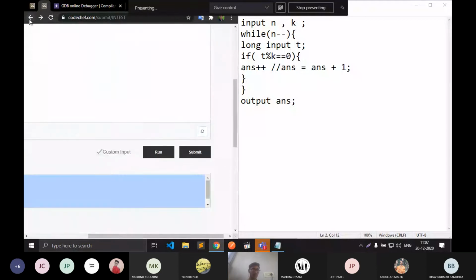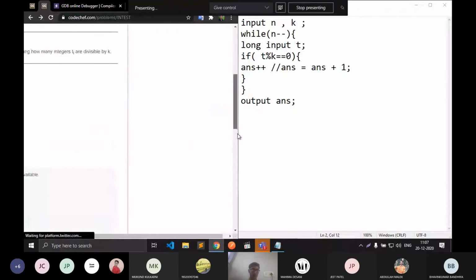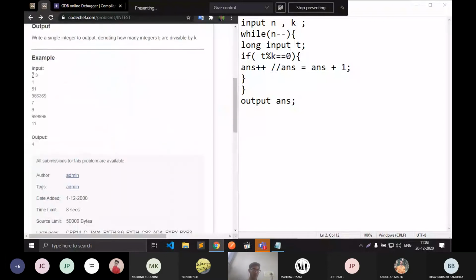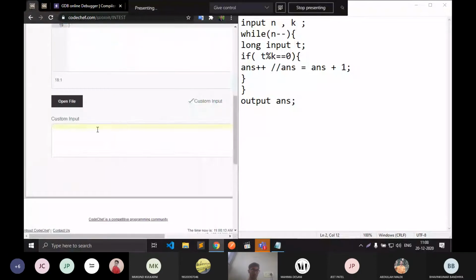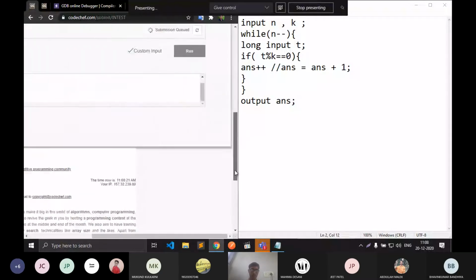You have to copy and paste from here. Where is our input section? This is our input section. For this input you have to get this output. Paste it, I run it, check it, this is run.